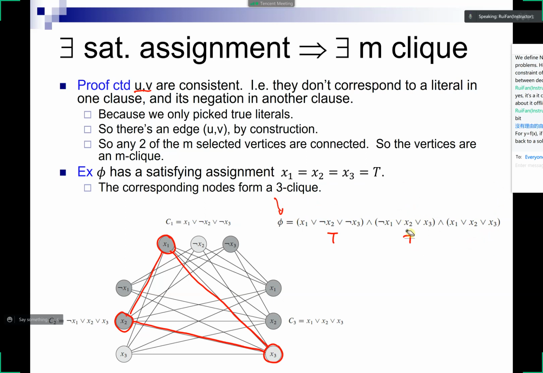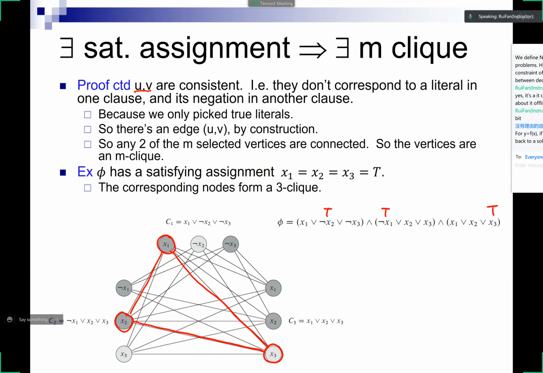Let's do one more example. Let's say that to satisfy this, we're going to make this one true. Then we're going to make this one true, and then we have to make this one be true. So this is also a satisfying assignment.